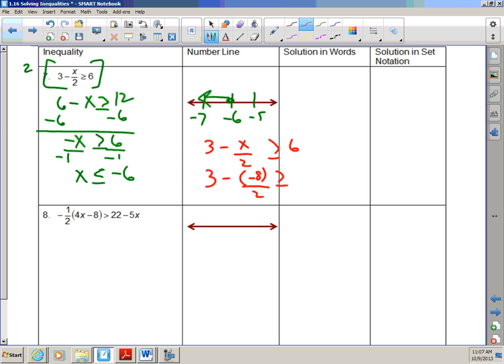Please be careful of your signs. 3 minus. It's a double negative, so it becomes plus 4. And then you'll see that that is true and works out.